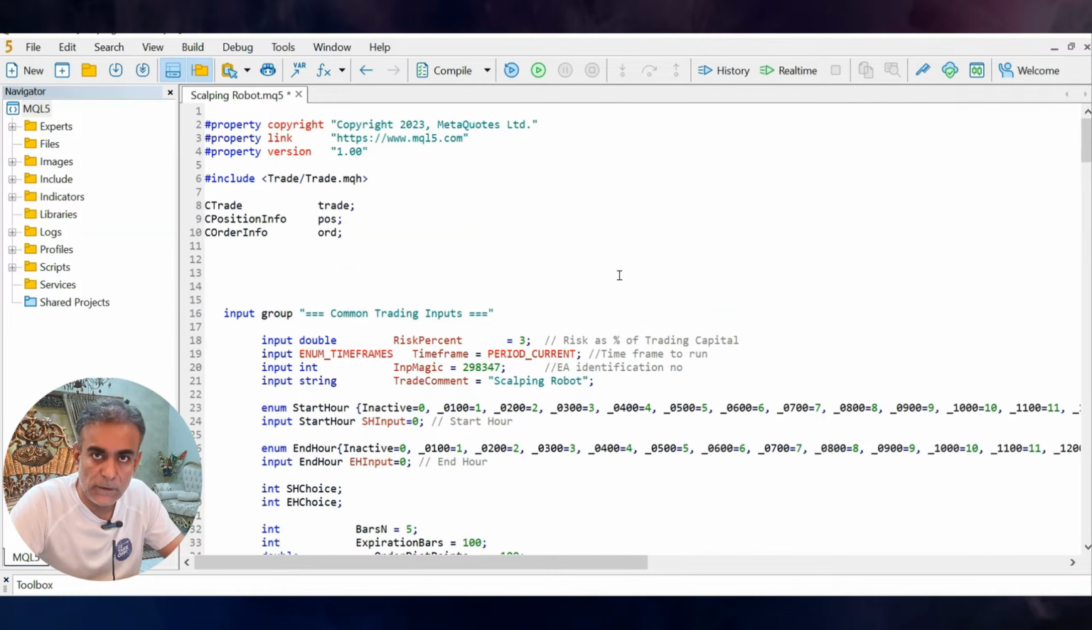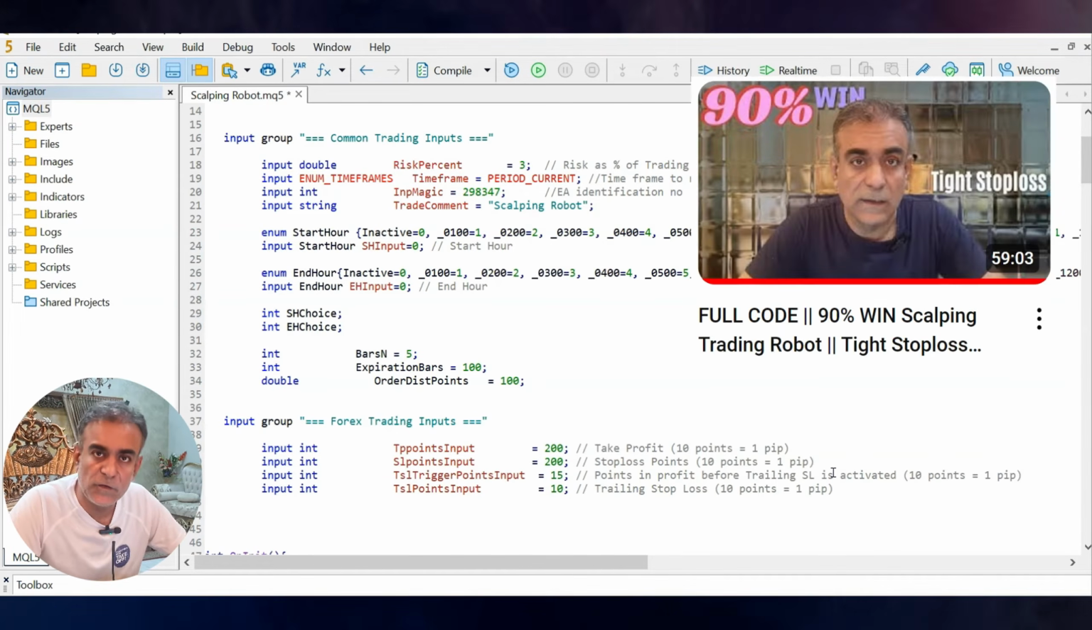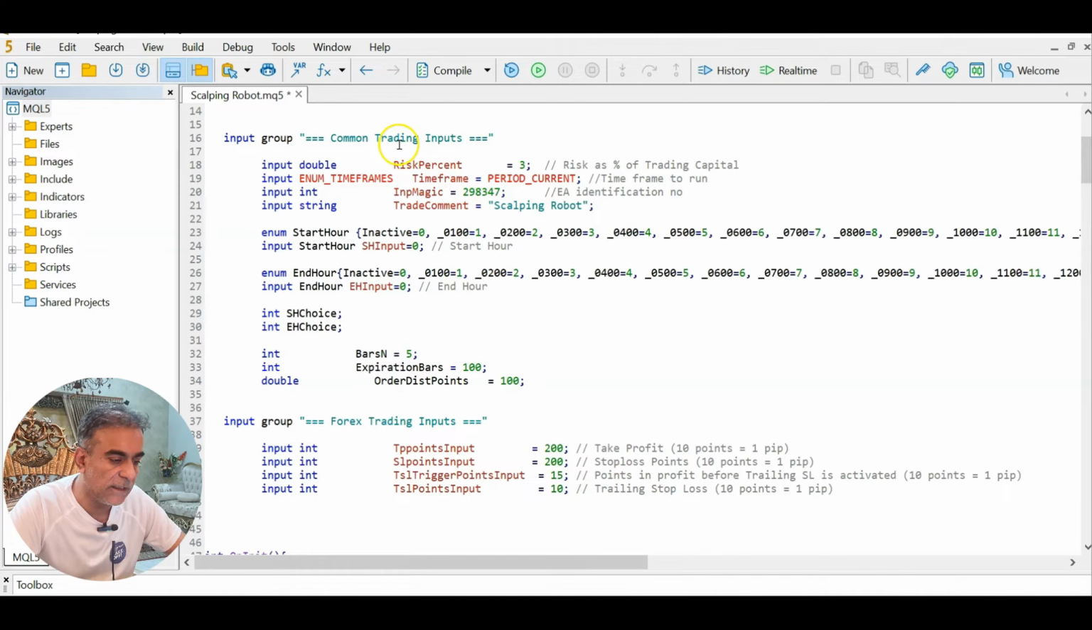Now that we've seen the backtest results, we can start with the coding of the modifications. So today we're going to start looking at the modifications required in order to run it on Bitcoin, gold, and US indices. Starting from the previous video, the first thing we're going to do is arrange our variables into groups. So what I've done from the last video is that I've created two of these sections, and I have put the variables which are common, like risk percentage, time frame, magic number, start hour, end hour, total number of bars, expiration bar, because this is going to be common variables across all of the profiles. So I've grouped them together here. And then all of the Forex trading input related, like the TP point, SL point, trigger point, and the TSL points, that I have put against another section.